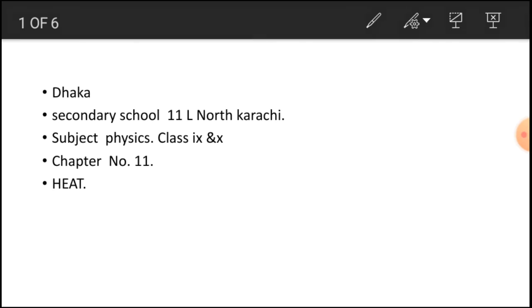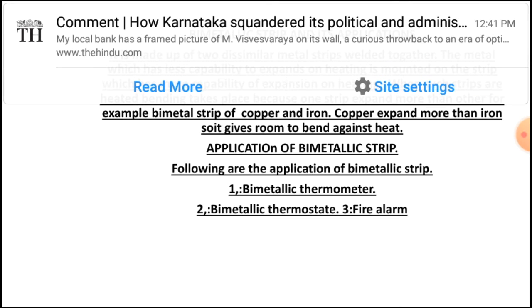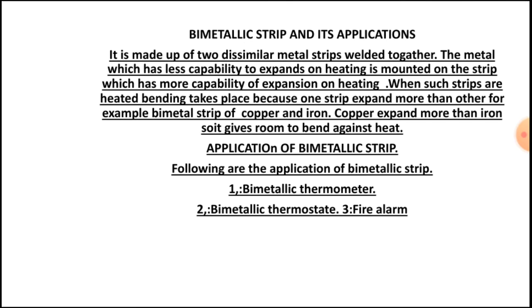Today our topic is bimetallic strip and its applications. Bimetallic strip is made up of two dissimilar metals which are welded together in the form of strips. The metal which has more capacity to expand on heating is mounted on the strip.